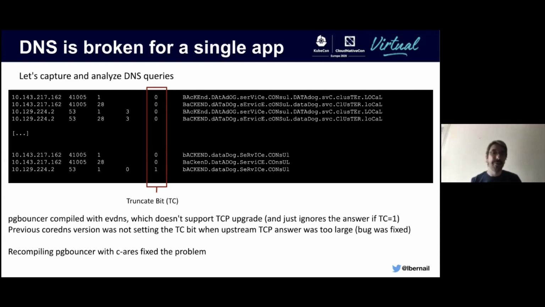It turned out our pgbouncers in this cluster were compiled with a resolver that isn't supporting TCP upgrade and was just ignoring packets when the truncate bit was set and not doing anything about it. And so, wait, it was working before we did the CoreDNS update, right? Well, it turned out there was a bug in the version of CoreDNS we were running where the truncate bit wasn't set when it should have been. So things were working fine because we had 2 issues, one in CoreDNS and one in pgbouncer. So we just had to recompile pgbouncer with another resolver, and it fixed the problem.